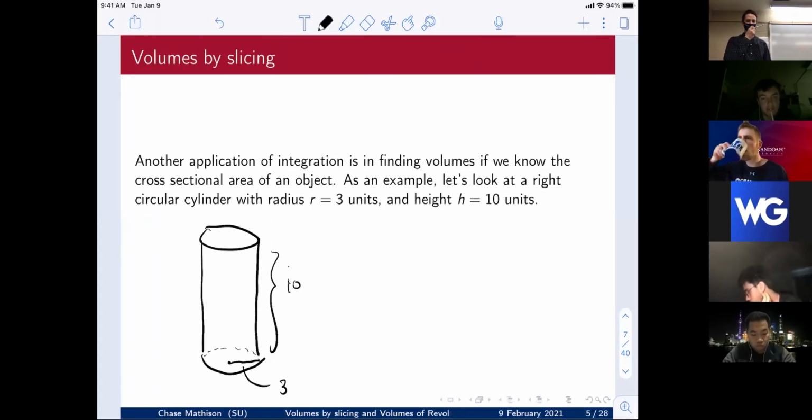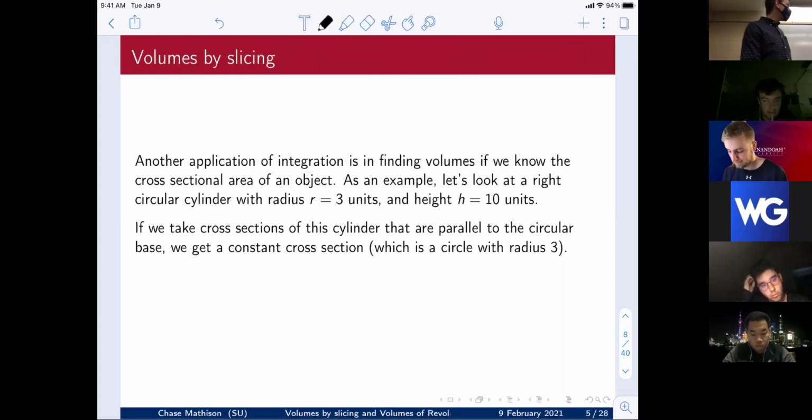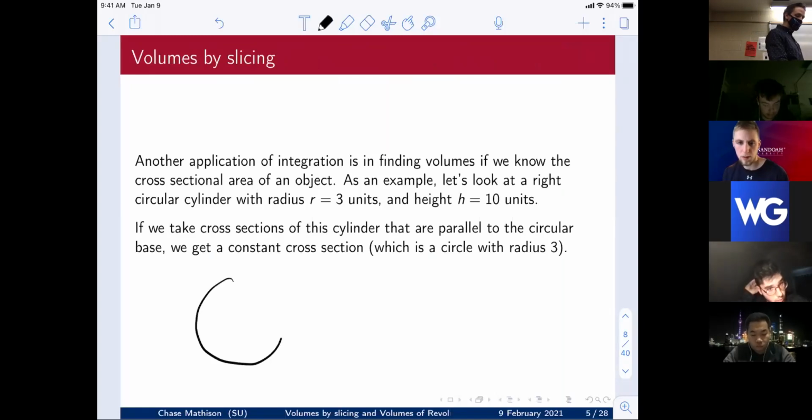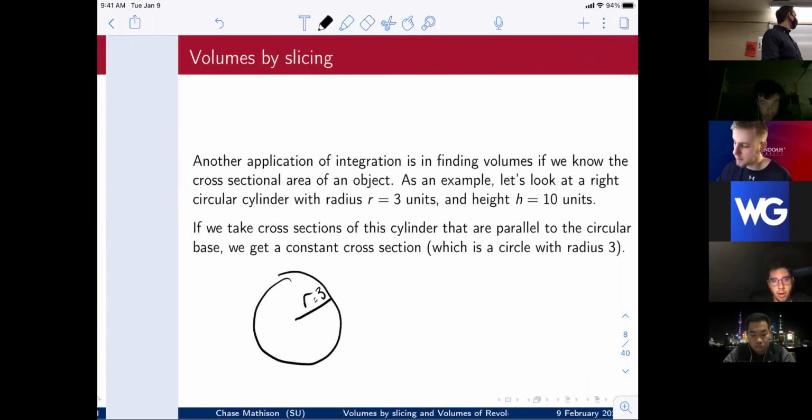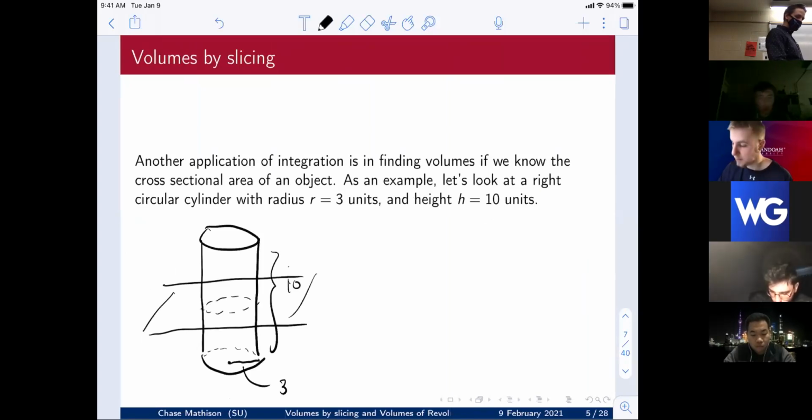With this cylinder, when I cut this thing parallel to the base, every circle is the same shape and size, right? So when I take cuts of this cylinder parallel to the base, I get cross sections that are all circles of radius 3, right? Radius r equals 3. So again, I'm taking just a general cross section, and that's the shape that I get, that dotted little shape there.